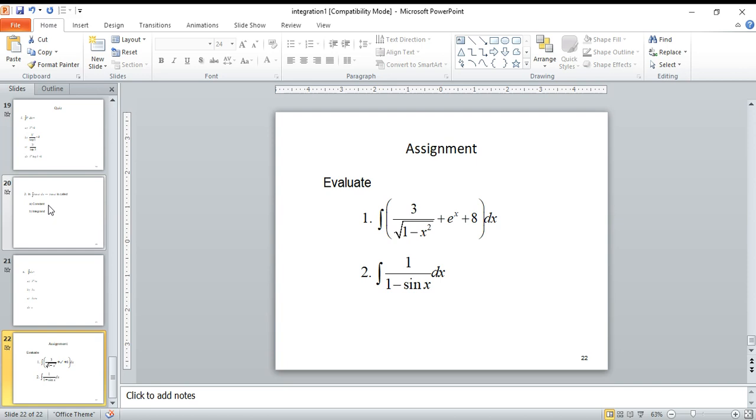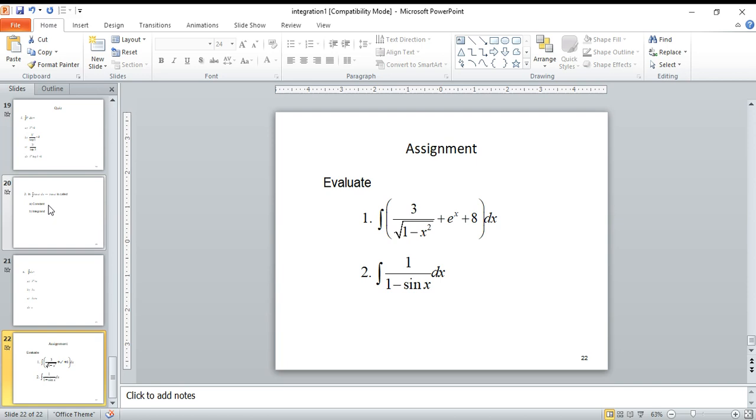This type of formula we have. The second one is 1 by 1 minus sin x dx. Is this difficult? Simply, what we do is rationalize it. Multiply and divide by 1 plus sin x. In the denominator, 1 minus sin x times 1 plus sin x is a plus b times a minus b, which gives a square minus b square. The denominator will give cos square x, and the numerator is 1 plus sin x by cos square x.